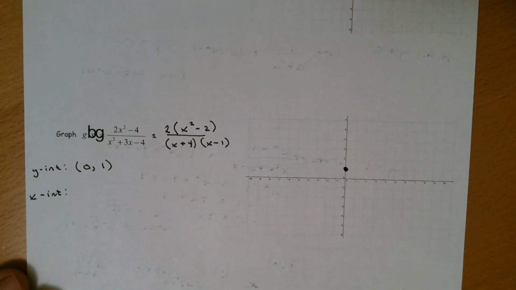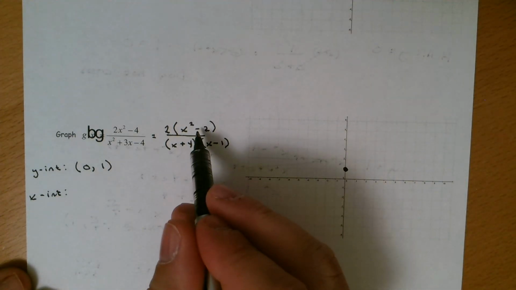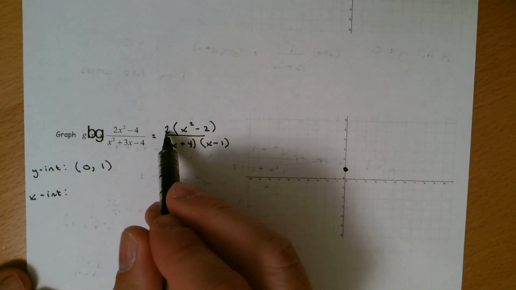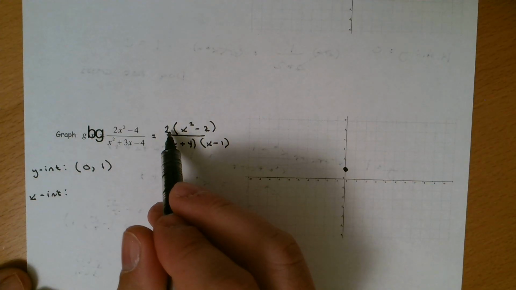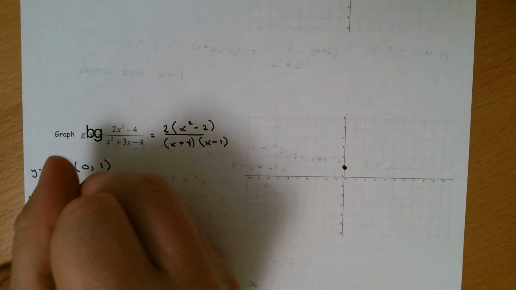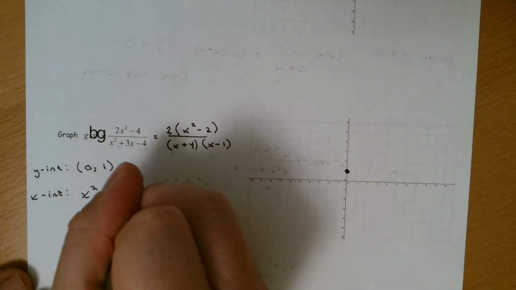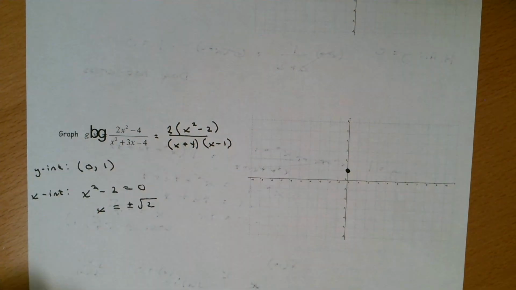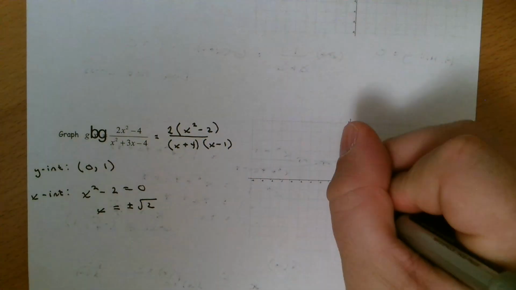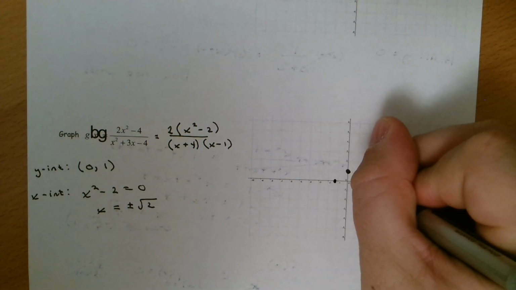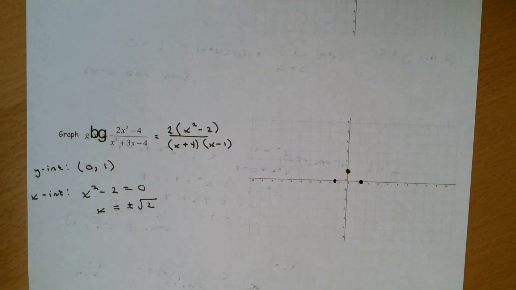Okay, so now let's find our x-intercepts. Set your numerator equal to 0. I don't care about this 2, because I'm going to end up dividing by it anyway since it doesn't have a variable in it. So I'm going to set x squared minus 2 equal to 0. So x equals plus or minus radical 2. Those are my x-intercepts, which is just a little bit bigger than radical 1. Okay, so right there, right there. Looking kind of funky right now. We'll see what happens.